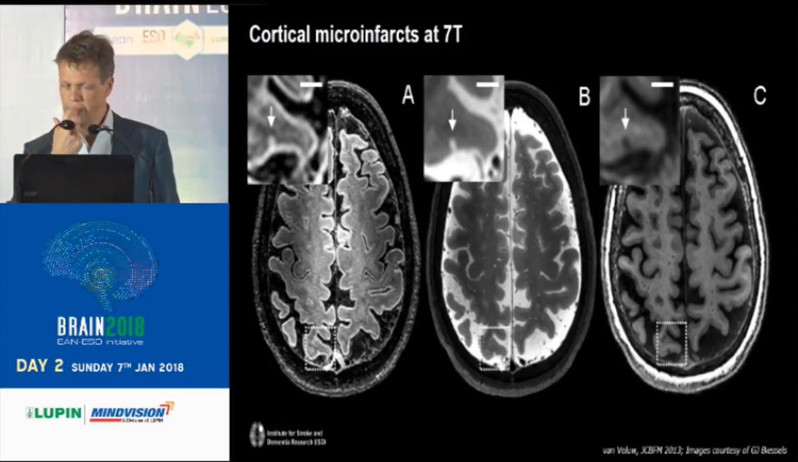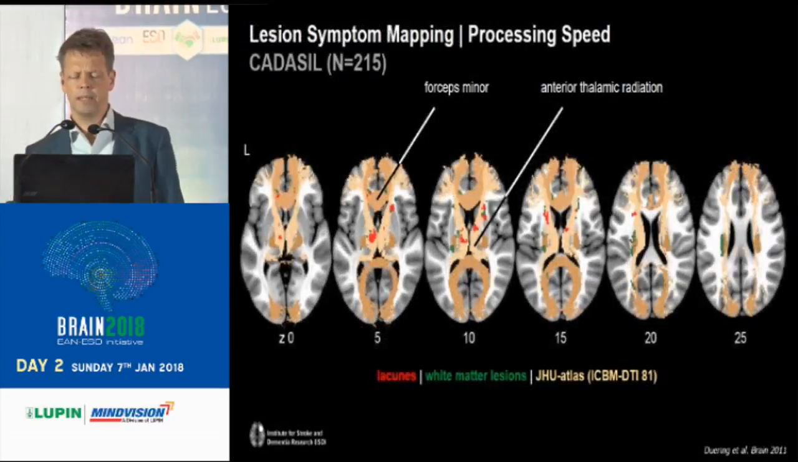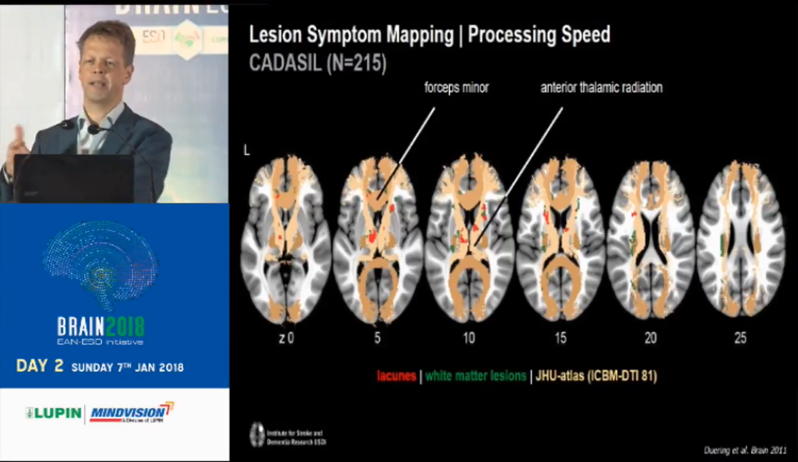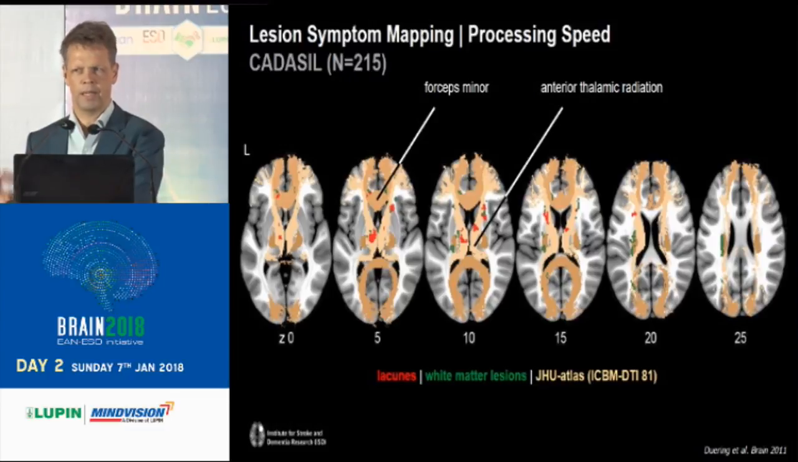This is a slide you haven't seen so far. This is from a study we did in 215 CADASIL patients. Again, the reason we focus on these patients is because they are young, because they have genetically confirmed small vessel disease, and because we know they will not suffer from comorbid Alzheimer pathology. So whatever we find in these individuals will be related to small vessel disease. And the question we asked here was, is there any strategic location in the brain that is particularly important for vascular cognitive impairment?